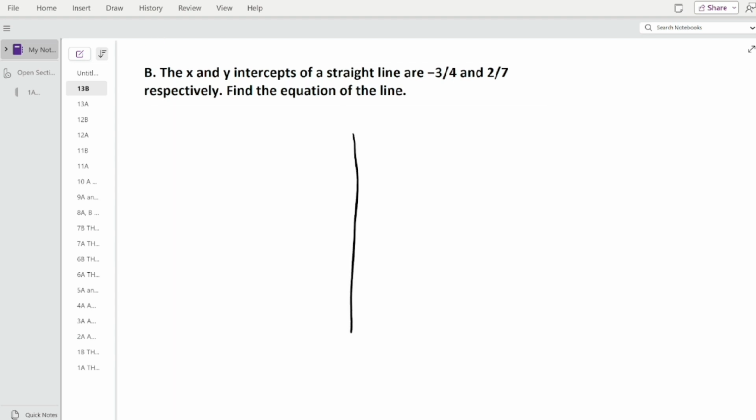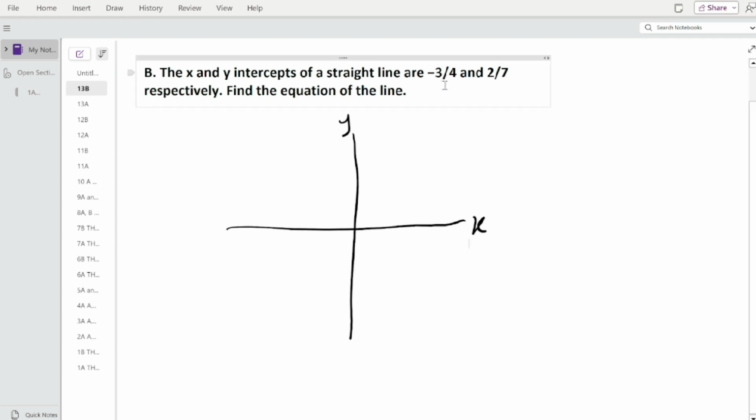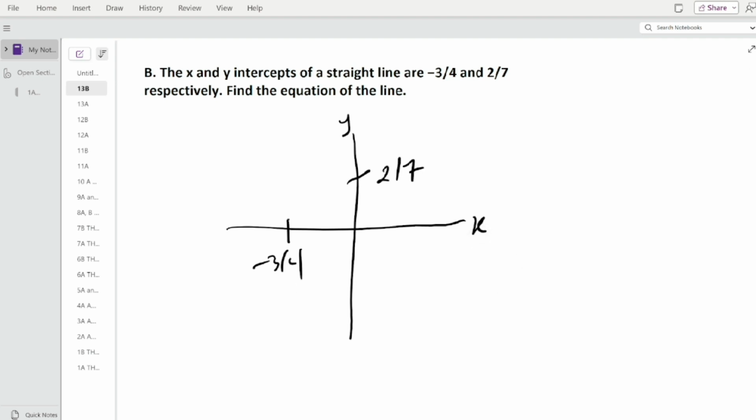We have our graph. This is our y-axis and this is our x-axis. Since the x is negative, it's going to be on the negative side of x, so we can pin it somewhere here. We have -3/4. And since the y is positive, we have it on the positive side of y, we can pin it somewhere here. That's 2/7. And that means our straight line crosses those 2 points.